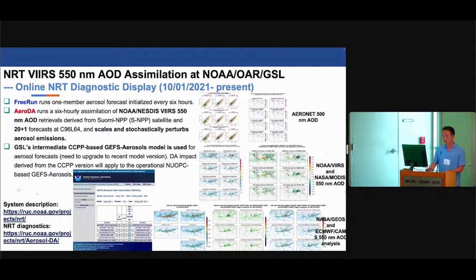Also, in our near real-time run, we are using GSL's intermediate CCPP-based GEFS-Aerosols model, while the operational GEFS-Aerosols model is based on the new NUOPC interface. But we believe that the DA impact derived from the CCPP version should apply to its NUOPC version as well. We also display our near real-time results at the GSL website. Here we compared with AERONET AOD, NOAA VIIRS, and NASA MODIS AOD, and the near real-time AOD analysis from NASA GEOS, NASA MERRA, and the UFS CAMS model.